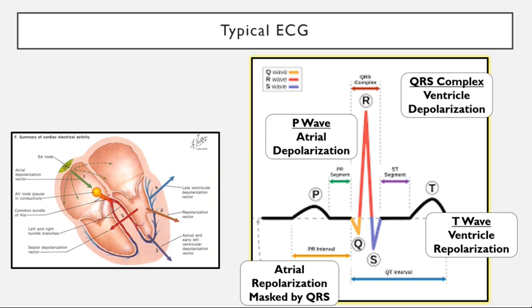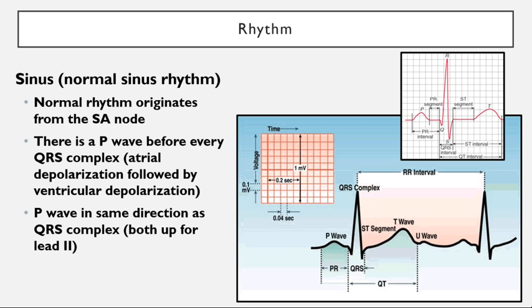Whenever these things get out of order, that is when your heartbeat doesn't beat in the proper rhythm, and that's what the arrhythmias that we're going to study today are. So the normal rhythm originates from the SA node. There's a P wave before every QRS complex. The P wave is in the same direction as the QRS complex. That's important. So it's both going upward from the baseline of polarization.